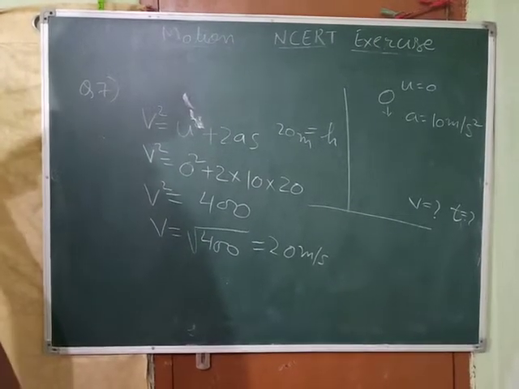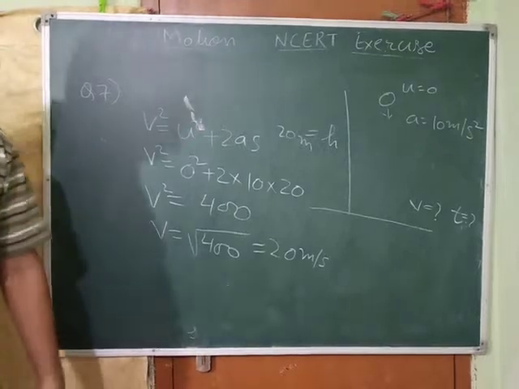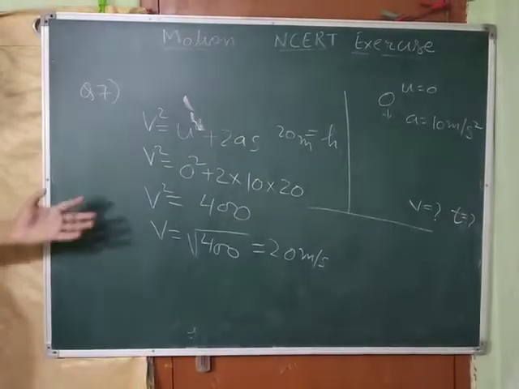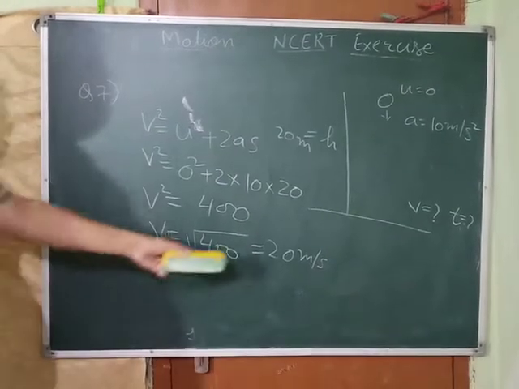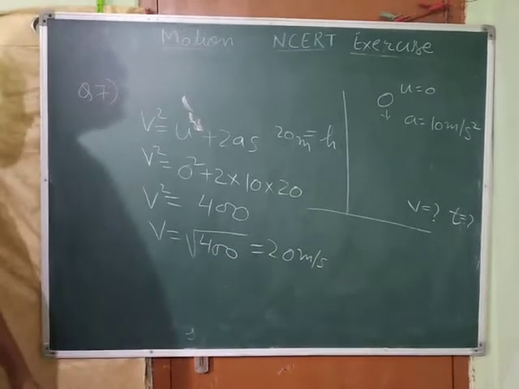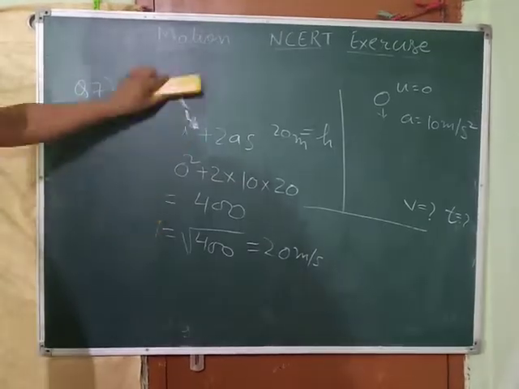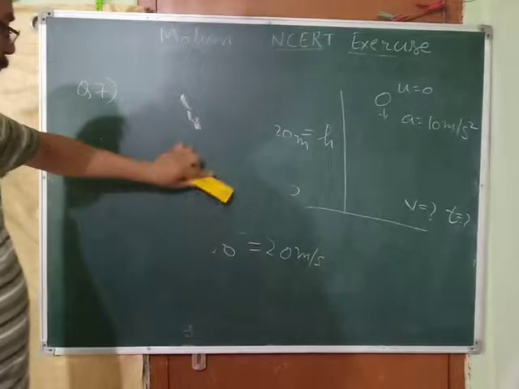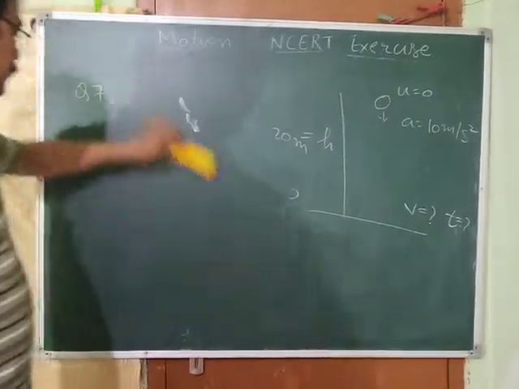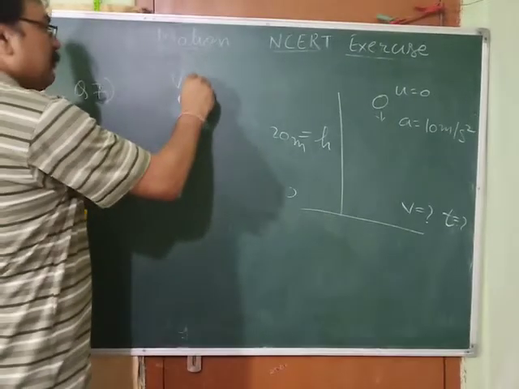Now the second part: how much time will it take to come to the ground? I think you have noted this. I'm going to remove it, but remember this final velocity, we are going to use it in the next part. So the final velocity is known, 20 meter per second. I'm writing it here so that you can remember.